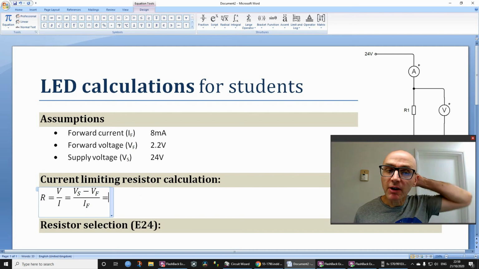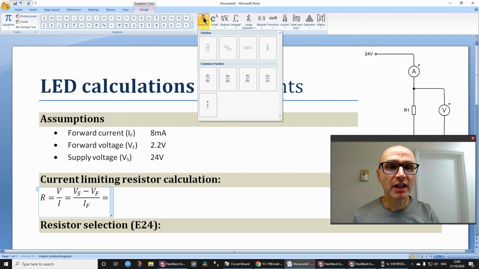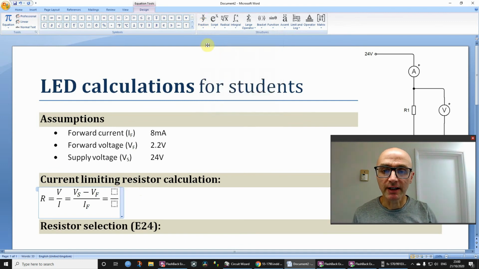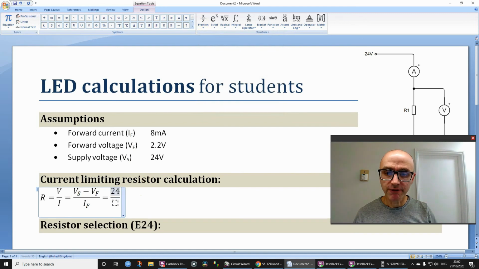And then we can do equals, and then we can actually add some values to this. So fraction, you can do different ways of doing fractions. You could do it like that if you wanted. I like it like that. So the supply voltage is 24 minus the forward voltage 2.2. So I'm going to write it like that. I suppose you could write 24V minus 2.2V. Maybe I'm being wrong, but that's where I would write it.